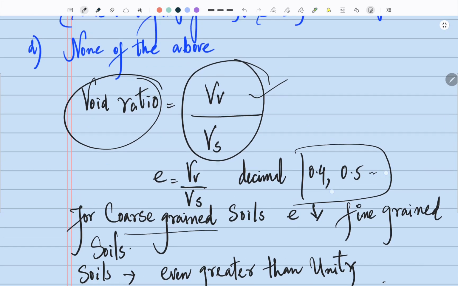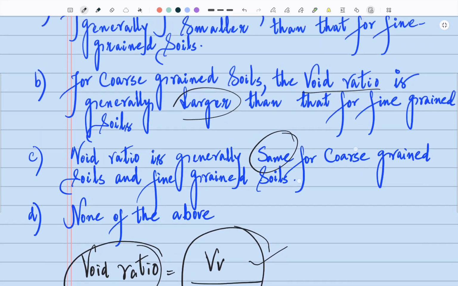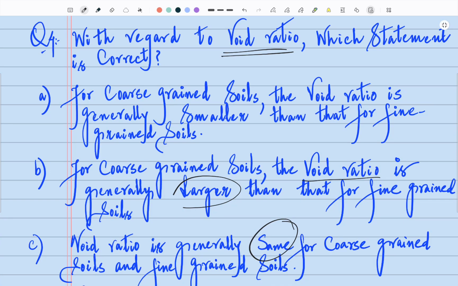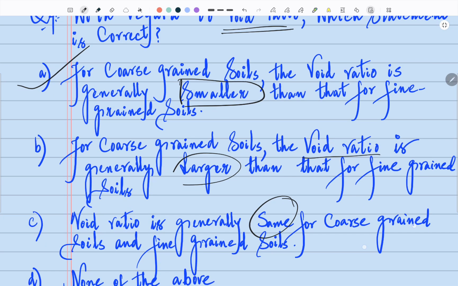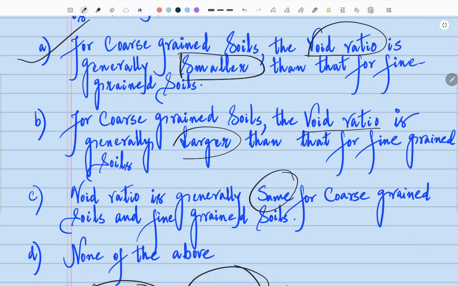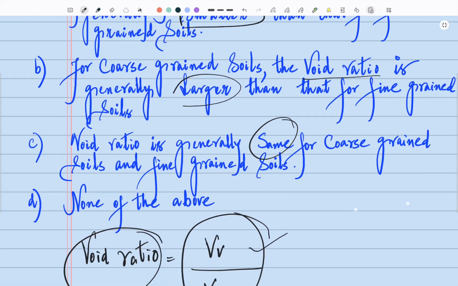So coming back to the question. With regard to void ratio, which statement is correct? For coarse grained soils, the void ratio is generally smaller than that for the fine grained soils. This is the correct answer. It must be noted that for coarse grained soils, the void ratio is generally smaller than that for the fine grained soils, such as clays. Moving on to the next question.